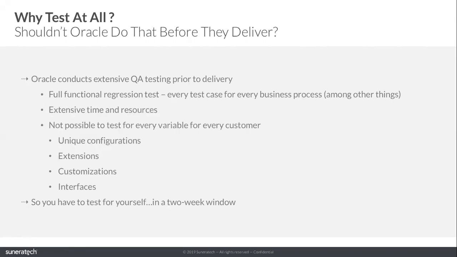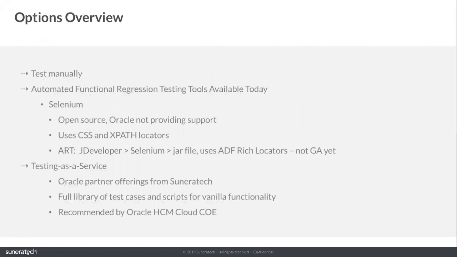We can't envision every test variable for every customer. You all have unique configurations. You've got extensions, you've got customizations, you've got your own interfaces. You've got your own way of doing business. So you have to test for yourself. And you've got to do it in that 2-week window to uptake that new functionality. So next slide. So here are your options.